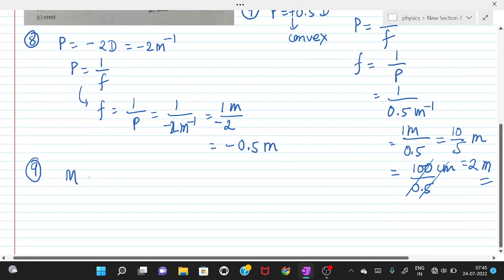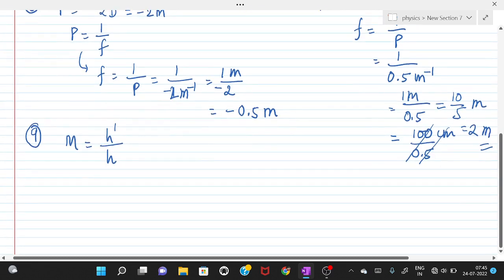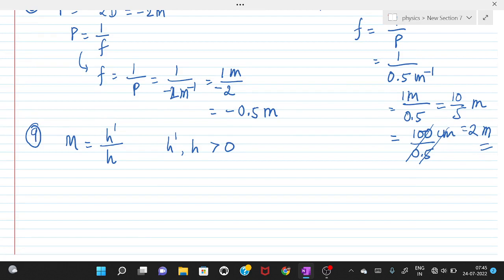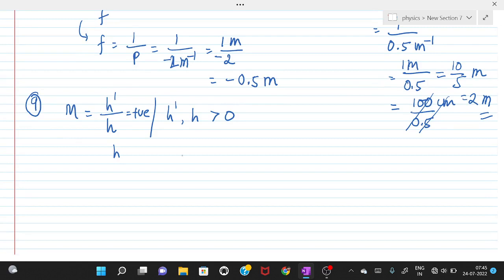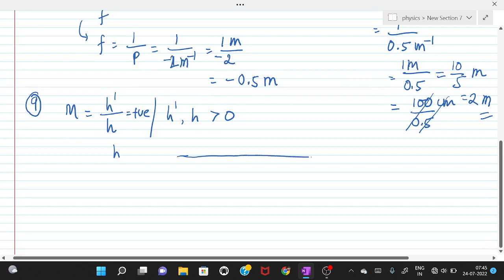What is magnification? Magnification is equal to size of image by size of object. Magnification positive means that both h dash and h will be greater than 0, because h is always positive and m is also positive. And when h dash is greater than 0, that is when the size of image is greater than 0.